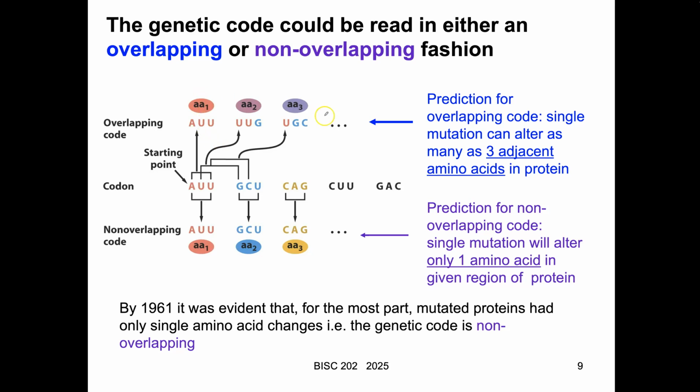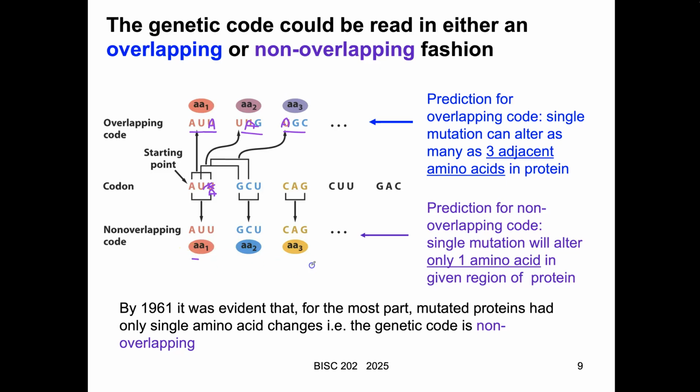But if you had an overlapping code like this, and you made a single mutation, suppose you changed this to an A, then the first codon would be changed, right? And then the second codon would be changed, and then the third codon would be changed. So making a single nucleotide change in the gene, the DNA, and in the RNA could make up to 3 amino acid differences. And so that's what you would predict: up to 3 different amino acid changes in the protein.